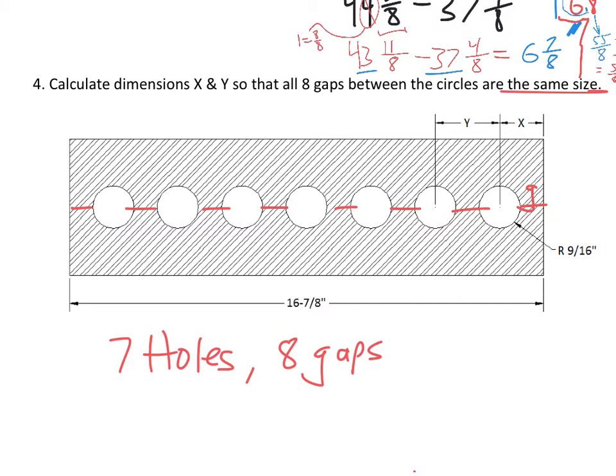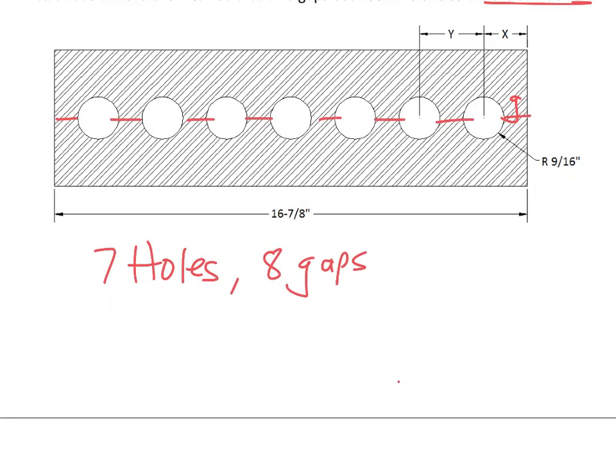That's the key. Well, to do that, we're going to have to figure out how much metal. I think this is made out of metal, it looks like. Going to figure out how much metal is left when we take away the holes. Now, the 7 holes have a radius. Radius is from the center to the outside. Then the diameter is 2 times that.